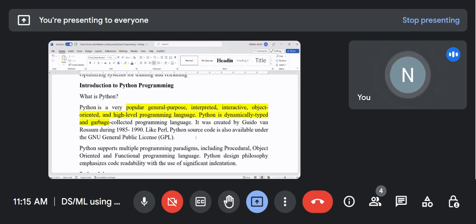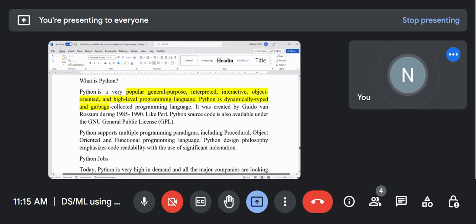General purpose means it can be used for development. You can create projects. Many languages, for example C programming and C++, are also general purpose languages. Interpreted means here we are going to check line by line whatever code you have written, whether it is 10 lines, 100 lines, whatsoever.